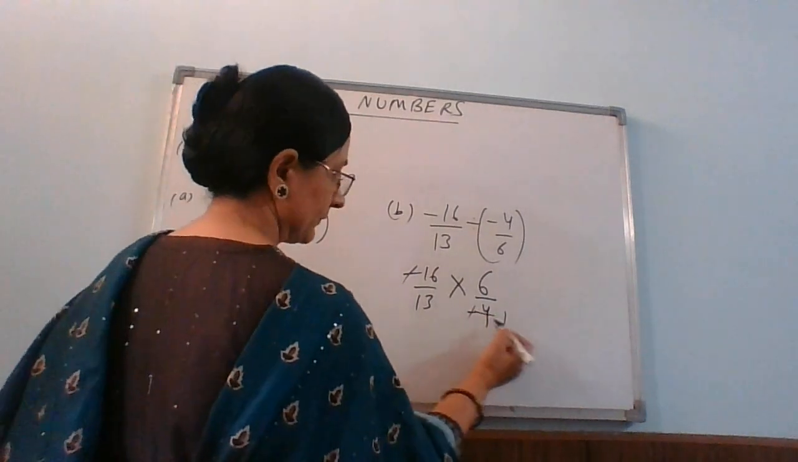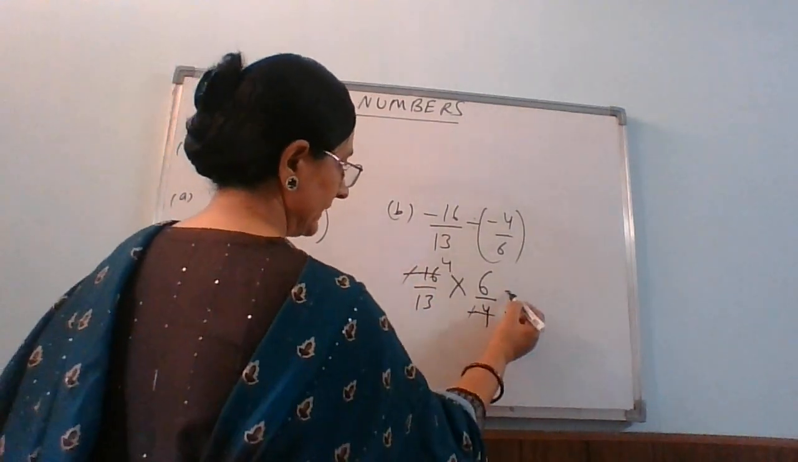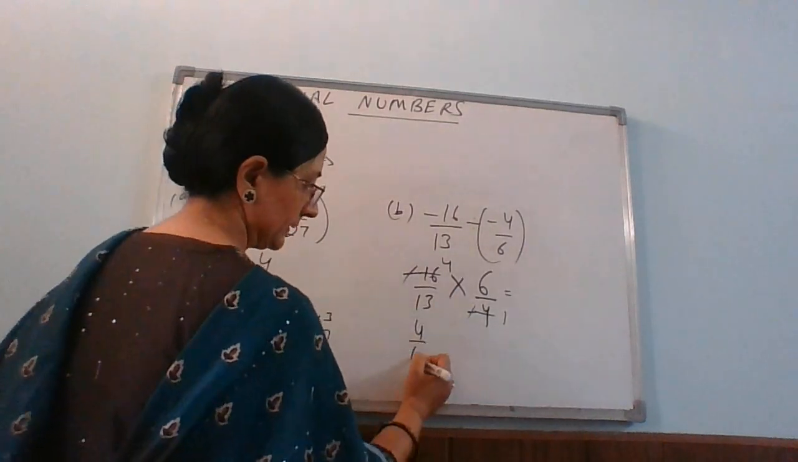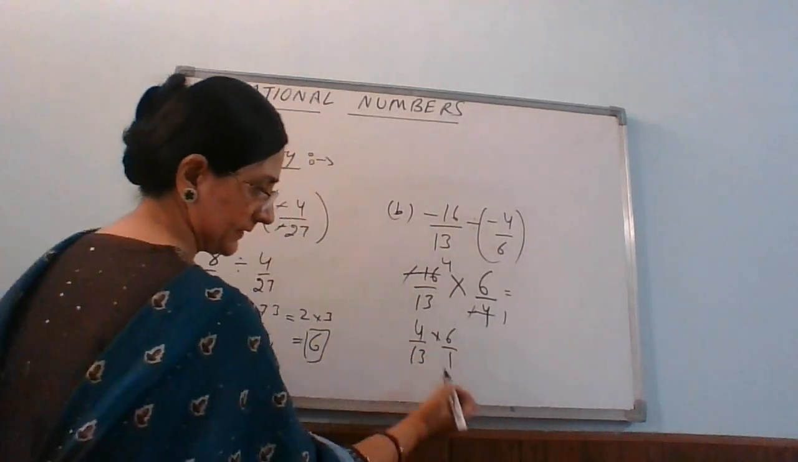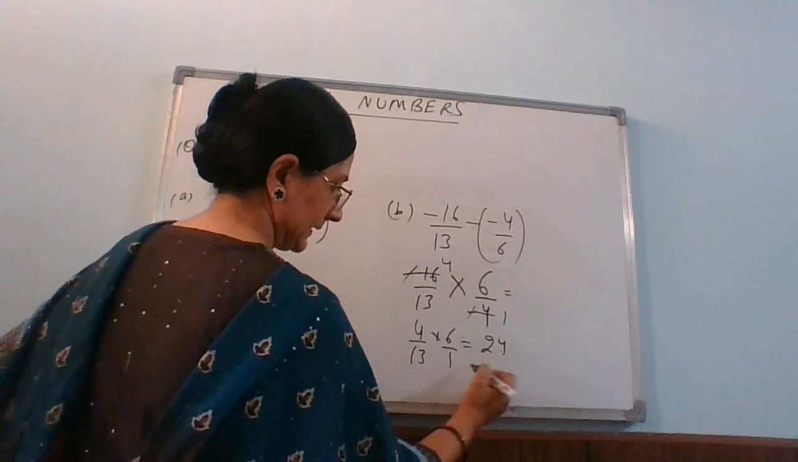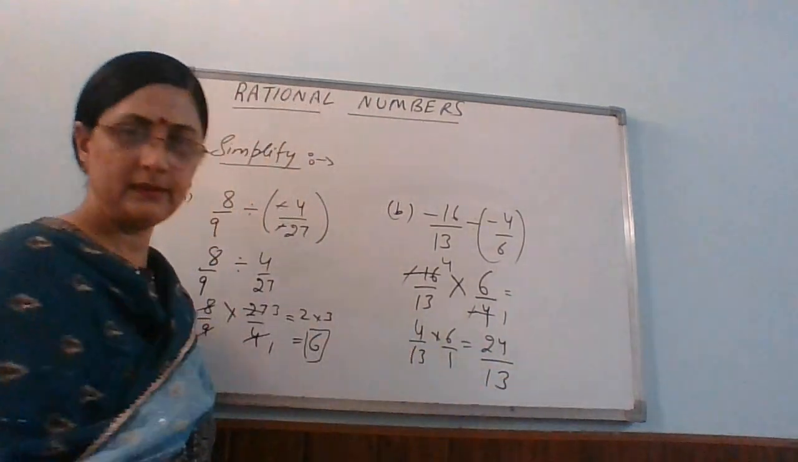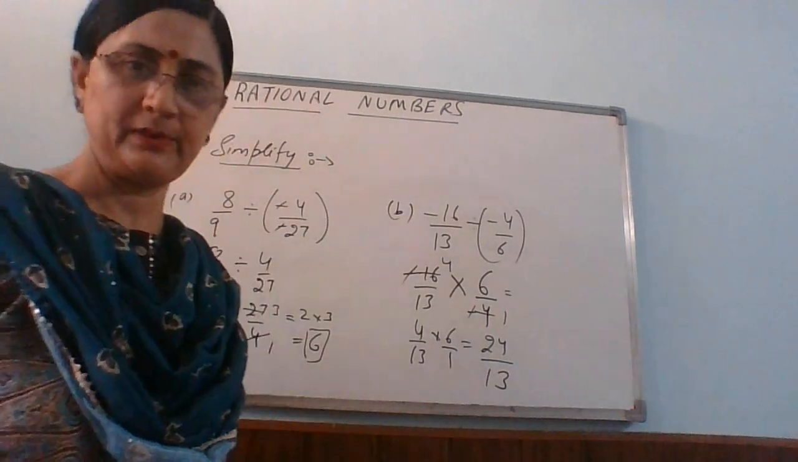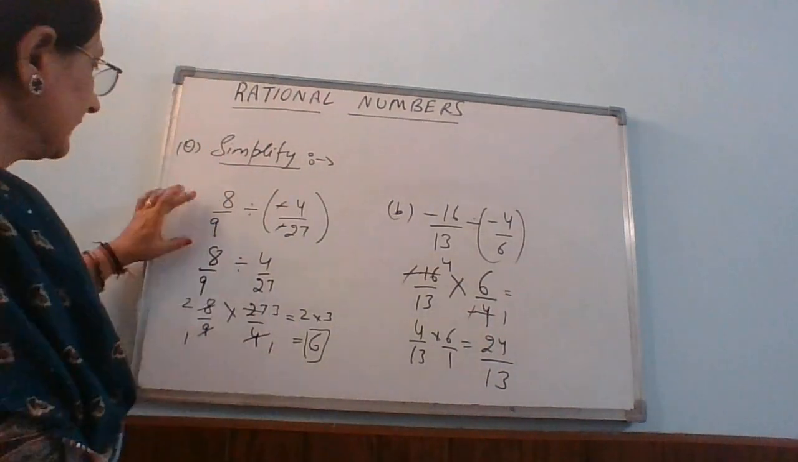Negative cancel. 4 ones are 4, 4 fours are 16, right? So we cannot cancel with this 13. 13 is a prime number, so we are left with these numbers, right? So 6 fours are 24, and here it's 13. Right, and accordingly you can solve. You can try the questions. If you have a query, you can let me know in the comment section. Right, this is a question.